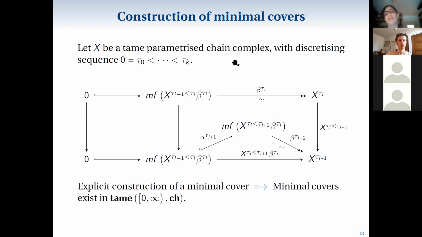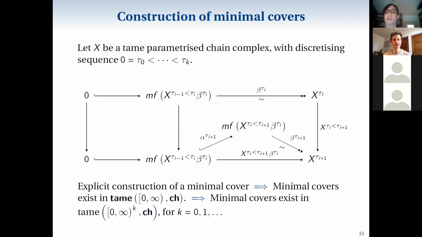So what we have is an explicit construction for the minimal cover. And as I told you, it is an explicit construction also for minimal factorization, and this leads to the fact that we don't just have that the minimal cover exists in tame, but we have that the minimal cover exists for any multi-parameterization, okay? So in this implication there is a little bit more, but we can have it.